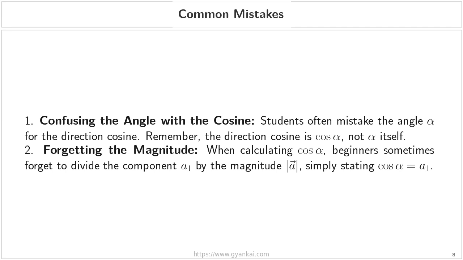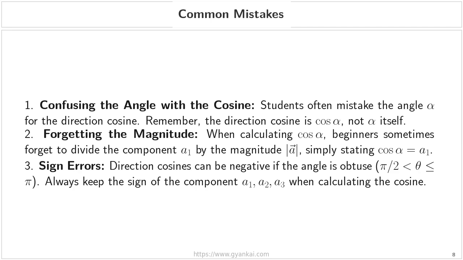Finally, keep a close eye on your signs. Direction cosines can indeed be negative. This happens if the angle between the vector and the axis is an obtuse angle, meaning the angle is between pi divided by 2 and pi. When you are calculating your cosines, always carry over the positive or negative sign of the original components, a1, a2, or a3. If the component is negative, your cosine will be negative too. If you can avoid these 3 traps, you'll be well on your way to mastering vector orientations.